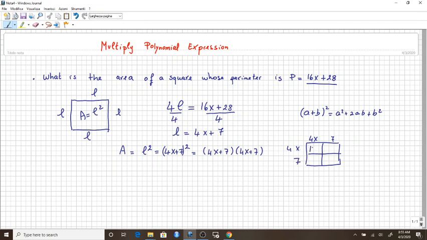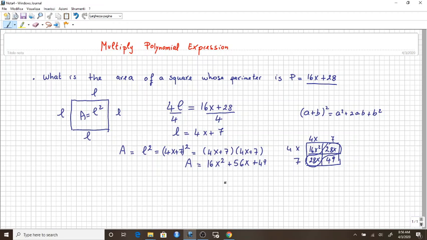So 4x times 4x is 16x squared. 4x times 7 is going to give me 28x. And then 7 times 4x is the same, 28x, and 7 times 7 is 49. We can only combine the like terms in the main diagonal, so we end up with 16x squared plus 56x, from 28 and 28, and then plus 49. So this is the area of the square, which is a function of x, okay?